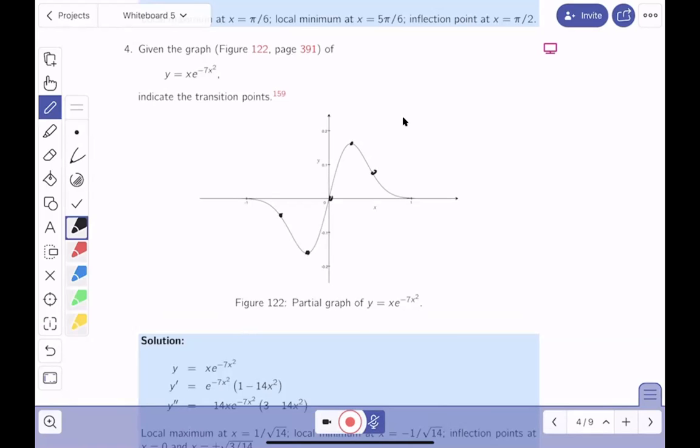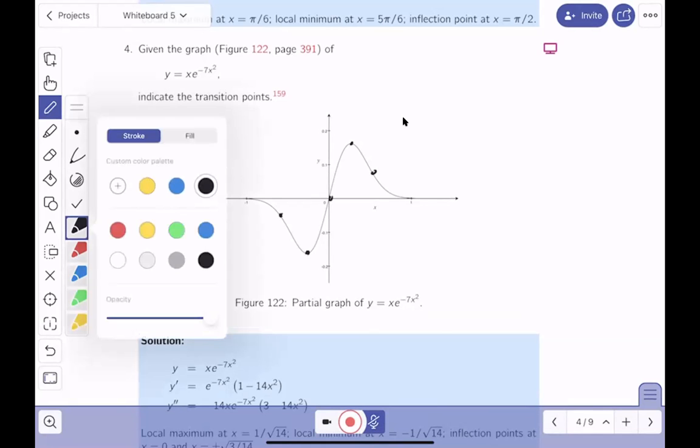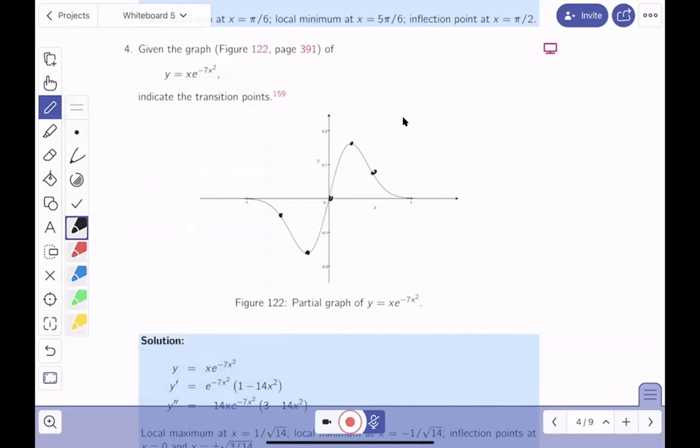So I'll go through the work that's required to get those points. This could get tough, and I'll go through the work to get those points. And then I'll describe the points, and I'll put the points down for you. So the first thing to do is I want to get y prime.